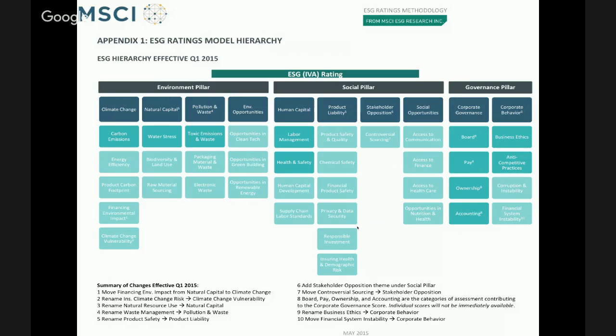Oh, I get it. So a pillar has multiple themes associated with it, and under those themes, there are key issues. I got it. All right, we're crystal clear. Okay, good. Crystal clear. I had the aha moment.